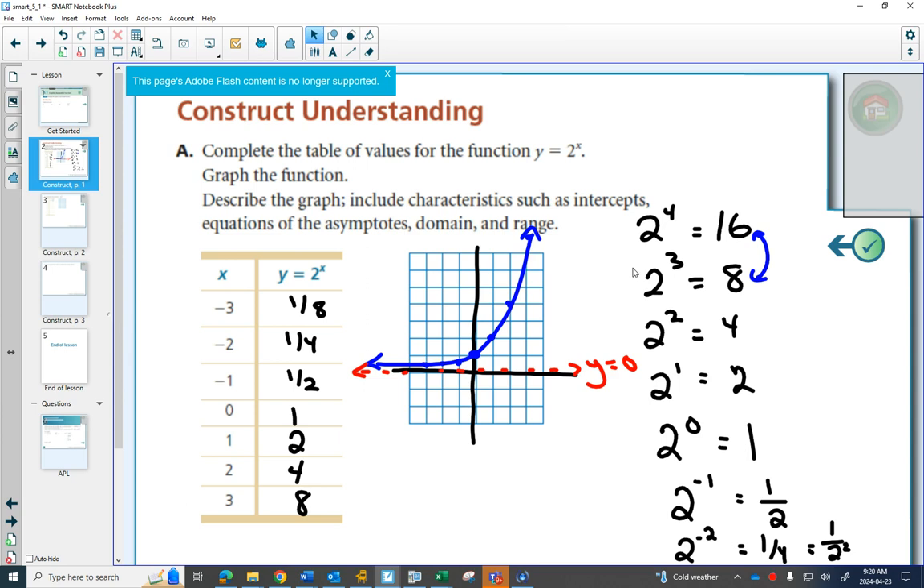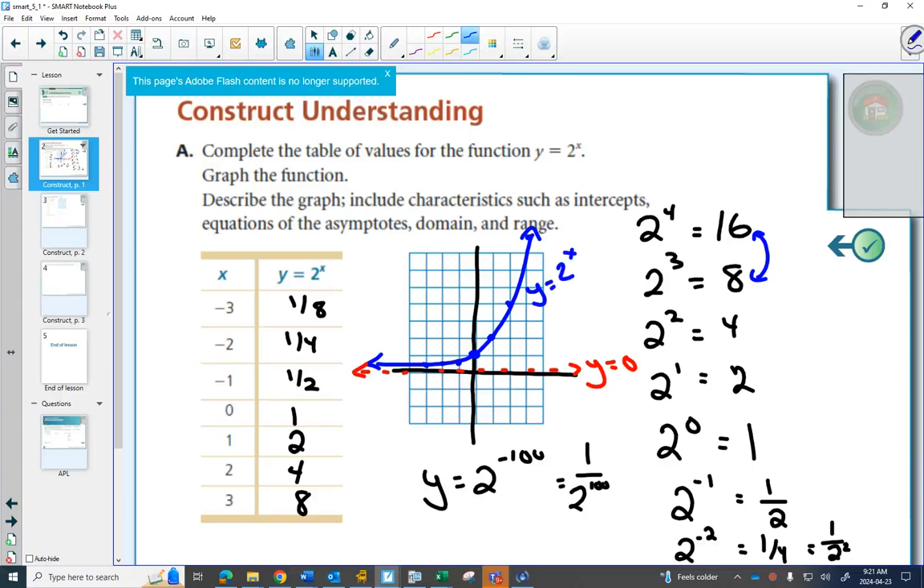As x gets towards negative infinity, the bigger negative number that x gets. So if I do 2 to the negative 100, that's the same as 1 over 2 to the 100, which is a huge number on the bottom, and it gets very, very close to 0, but never touches 0. That's the idea of an asymptote. So this is the graph of y equals 2 to the x.